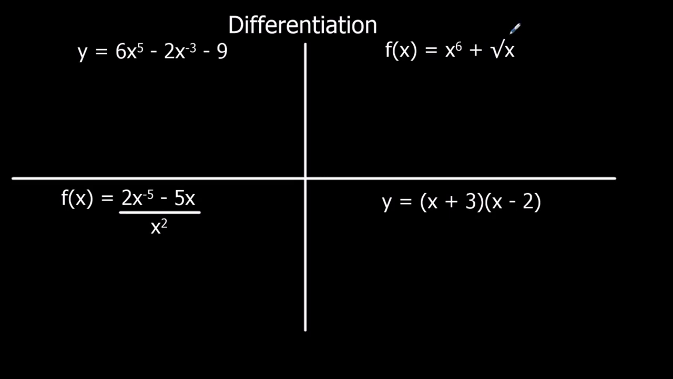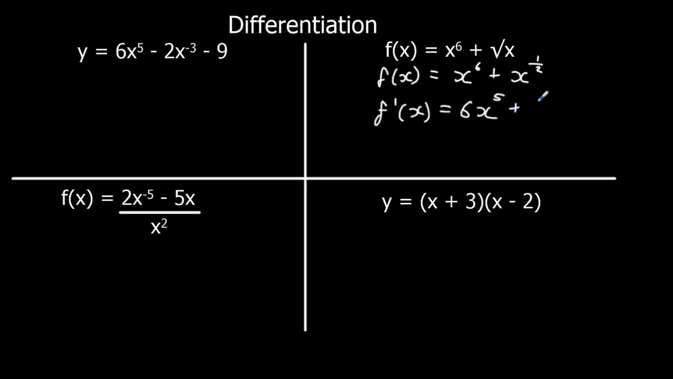We can't differentiate root x straight away. We need to change it into something we can differentiate first. So I'll write f of x again underneath, and I'm going to change root x to x to the power of a half, because the power of a half means square root. Square root means power of a half. So I can interchange them. And then instead of dy dx for this notation, we write f dash x. f dash x. So 6 times 1 is 6. Take 1 off the power, 5. Half times 1 is a half. Take 1 off the power, minus a half.